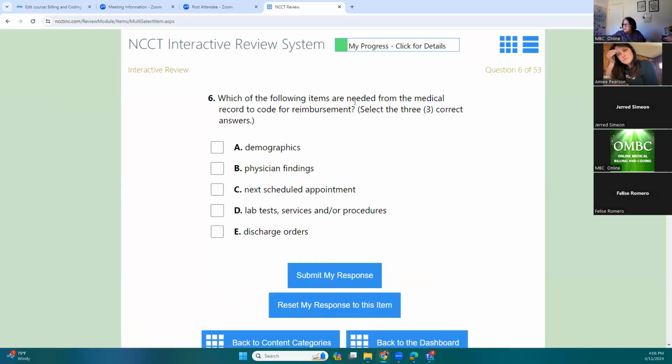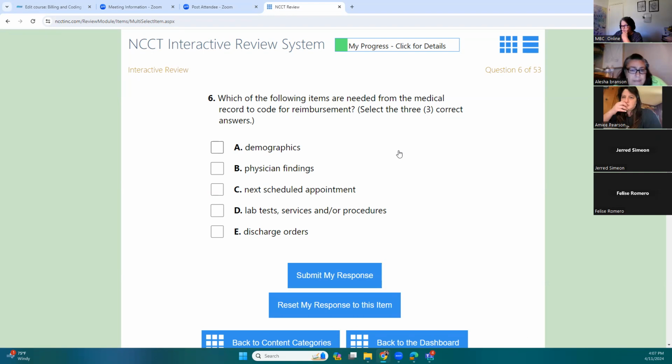All right, let's go to the next one. Which of the following items are needed from the medical record to code for reimbursement? Demographics, and look, if we get these wrong, it's okay because we're going to have the rationale and then we'll go back. Demographics, physician findings, next scheduled appointments, lab tests, services, and or procedures, discharge orders. Which of the following items are needed from the medical record to code for reimbursement? So A, B, and D.